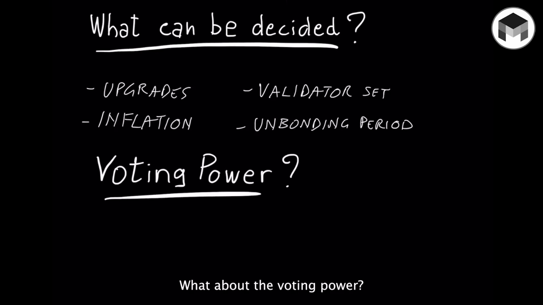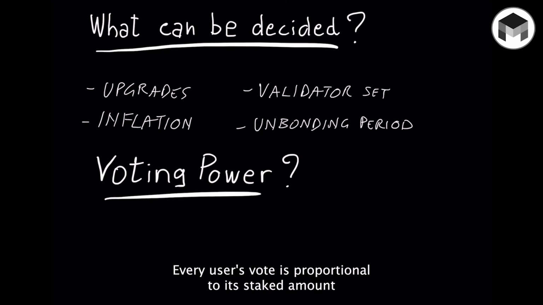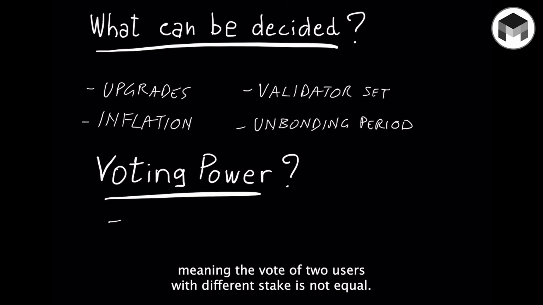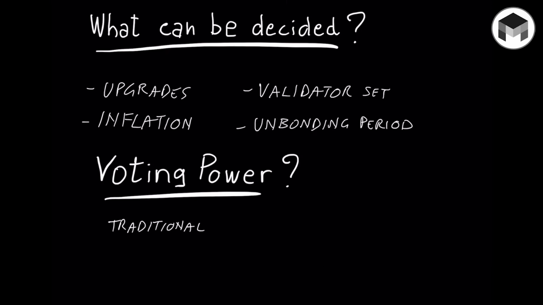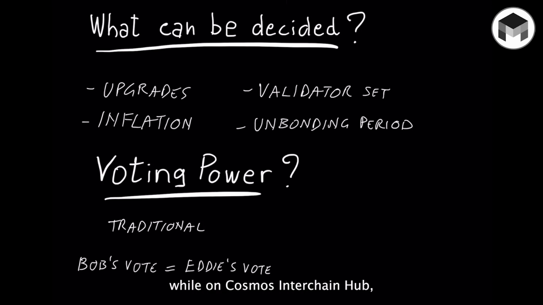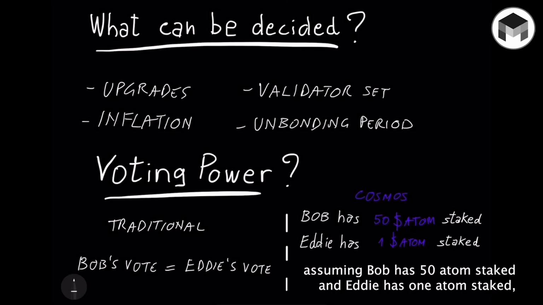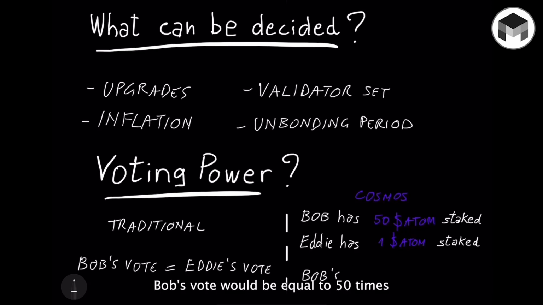What about the voting power? How much of that do participants have? Every user's vote is proportional to its staked amount, meaning the vote of two users with different stake is not equal. In our society, Bob's vote equals Eddie's vote. While on Cosmos Interchain Hub, assuming Bob has 50 atoms staked and Eddie has 1 atom staked, Bob's vote will be equal to 50 times Eddie's vote.